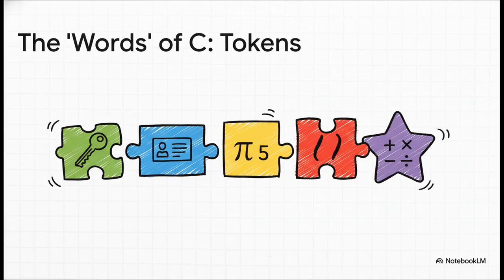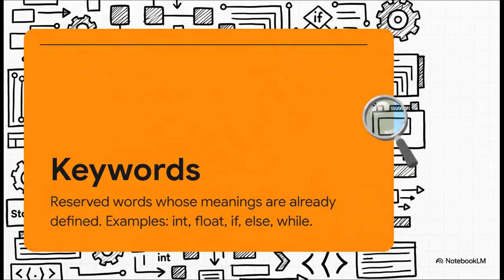Now, just like English has words and punctuation, C is made up of little building blocks. The smallest possible pieces are called tokens. Think of them as the individual words and symbols of the C language. You've got things like keywords, the core vocabulary, and identifiers, which are just names we make up for stuff, and so on. Let's zoom in on keywords for a sec. These are special. They're the built-in, reserved words that C already knows.